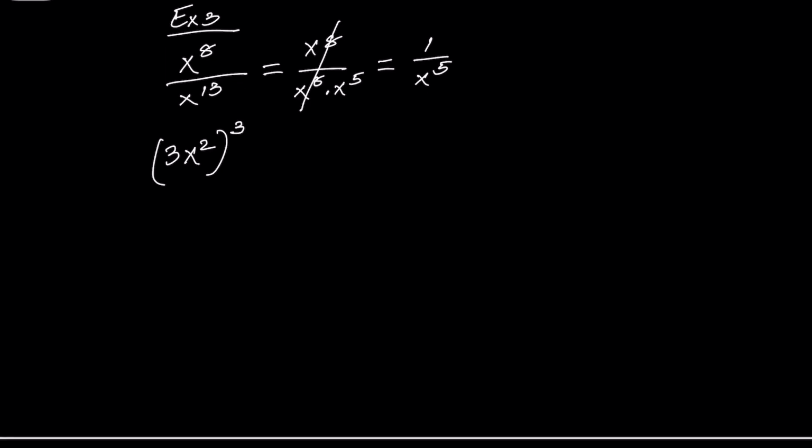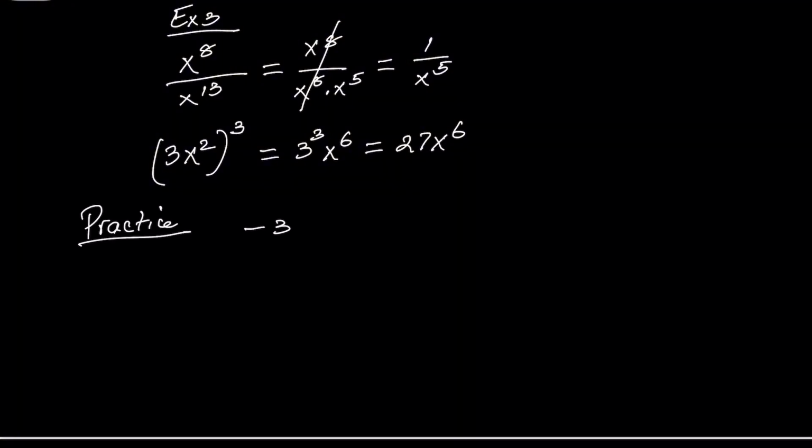What is the value of 3x squared raised to the third power? Remember, 3 is the same as 3 to the first power. So we distribute the exponent. 3 times 1 is 3. 2 times 3 is 6. So we get 3 cubed times x to the sixth power. 3 times 3 times 3 is 27. So the final answer is 27x to the sixth power.